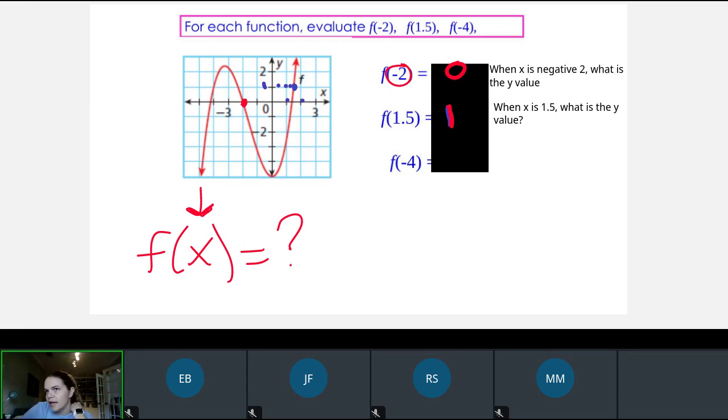All right, and then lastly, when x is -4, we come over here to -4, that's right here. We go up till we hit that point. What is that y value? It is also 1. Any questions about how I did any of those?